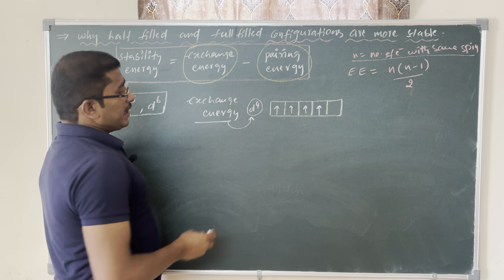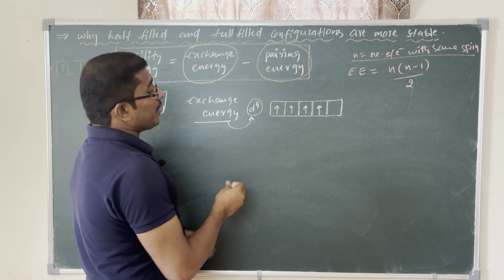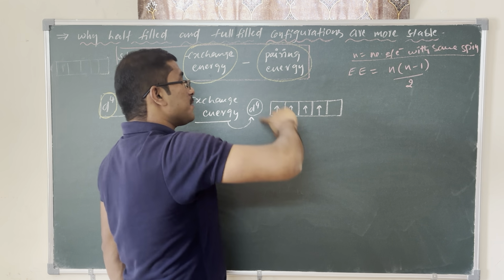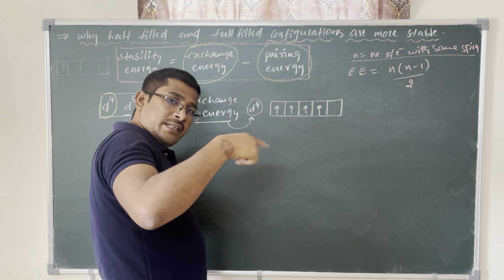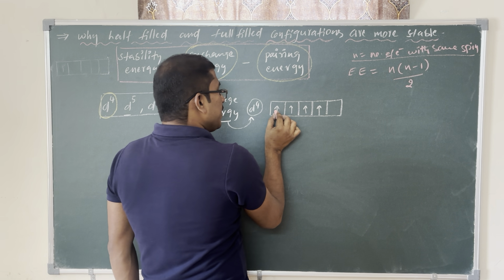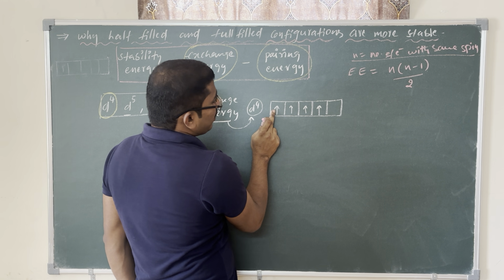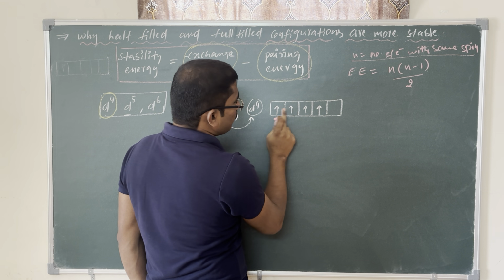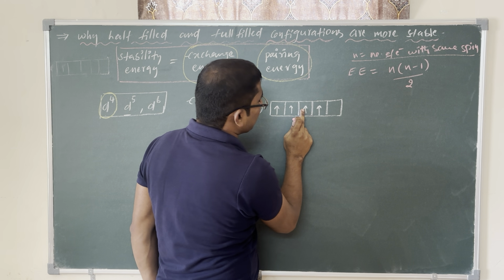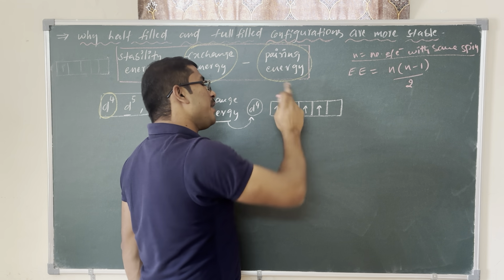Now here, in this configuration you have to see that all electrons have the same spin. That is, all electrons are parallel, not anti-parallel. All electrons have clockwise spin in these 4 electrons. Now see, exchange energy: for example, I take the first electron. This electron will be exchanged with this electron, because both have the same spin. And this electron will be exchanged with this electron also, because all have the same spin.